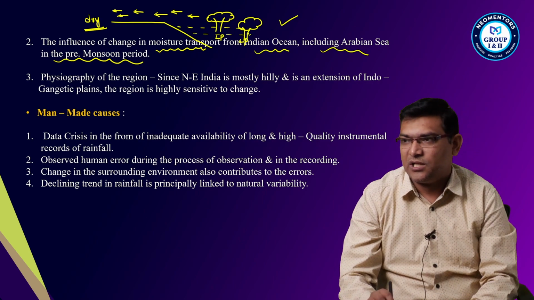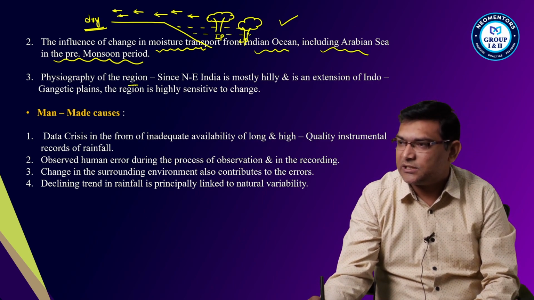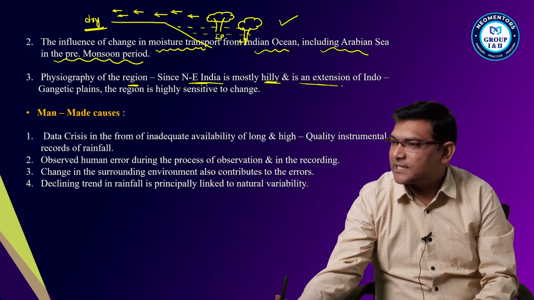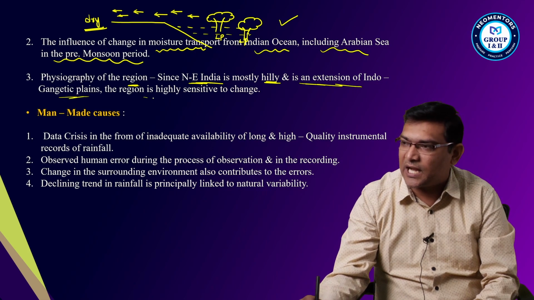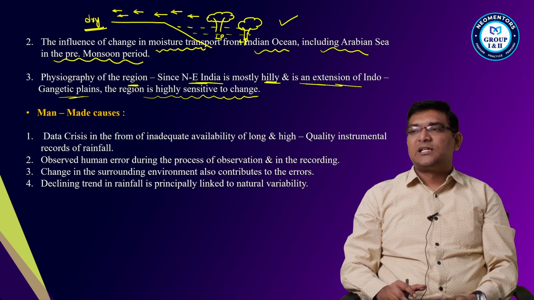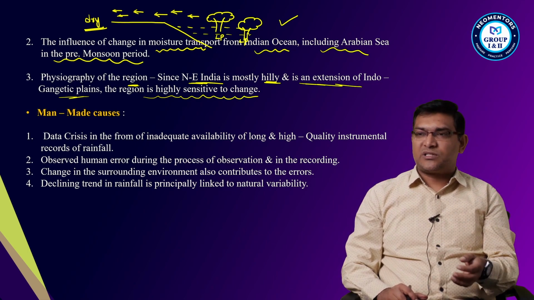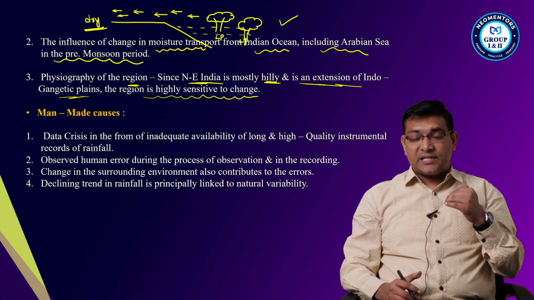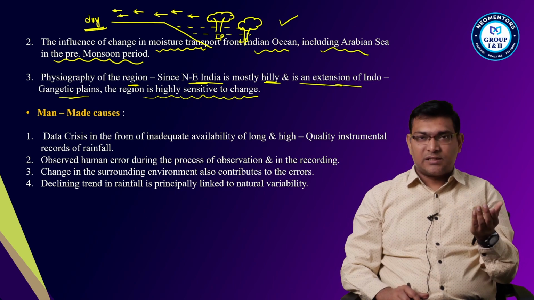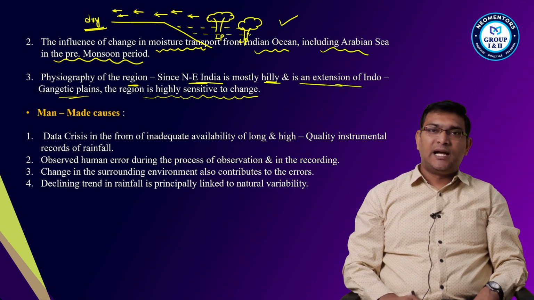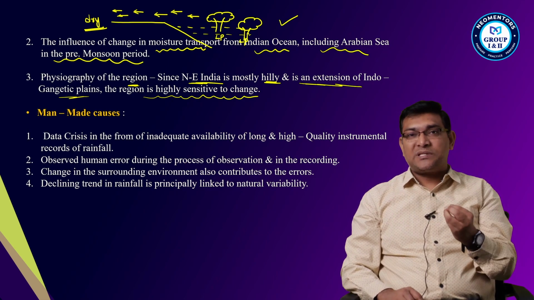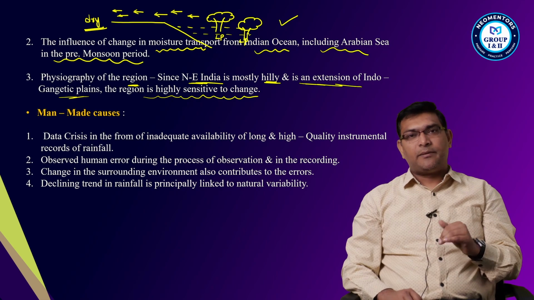Changes in the moisture. Physiography of the region, that is, since northeast India is mostly hilly and is an extension of the Indo-Gangetic plain, the region is highly sensitive to changes. We all know that there is a funnel type of structure, and through this funnel the winds have to enter and pass through to the other side. As they move in the funnel structure, there will be topsy-turvy movement. As there is topsy-turvy movement, more rainfall occurs in this area.